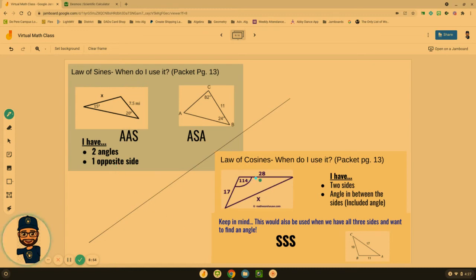Now, what happens, though, when we get a picture like this down here, where we do have the angle in between? Well, what we end up getting is what's called the law of cosines, where we have two sides and the included angle. It's called an included angle. It's in between those two sides. Keep in mind, we could also use the formula that I'm going to show you in a moment to find an angle. But I think the hardest part in all of this for law of sines and cosines is knowing which rule to use.